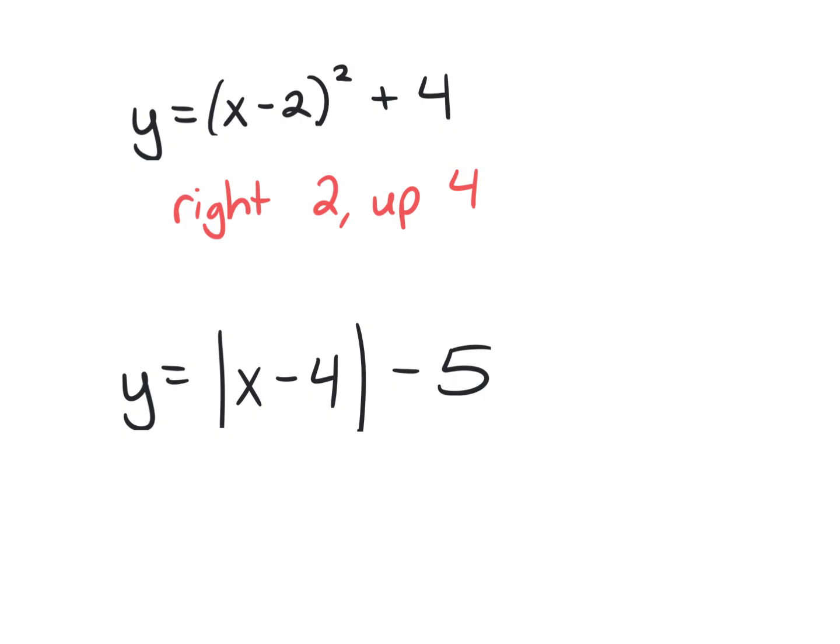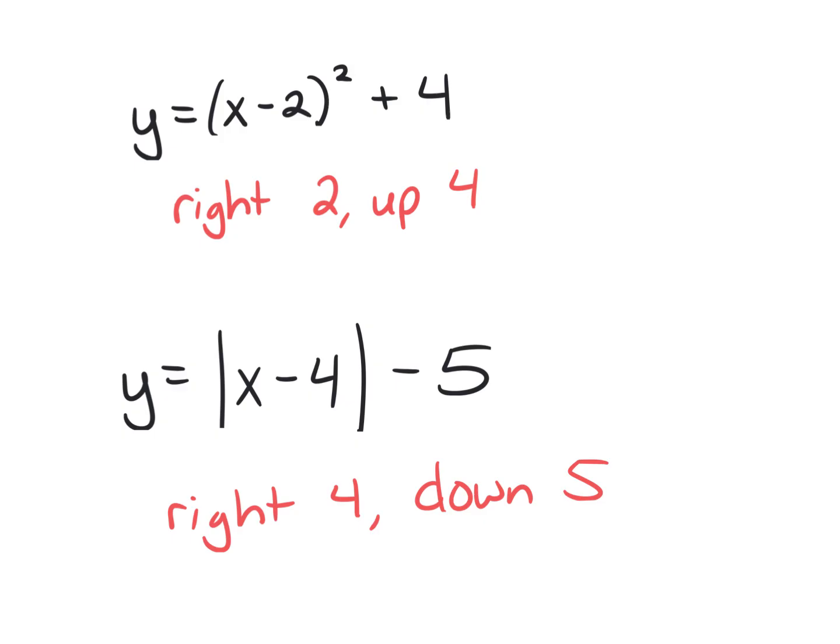It is the x value. So you would want to think left 4, but we need to go right 4. Yep, think opposite. Right 4. What is this -5 telling us? Y value, so down 5. Okay, I think we're getting better.